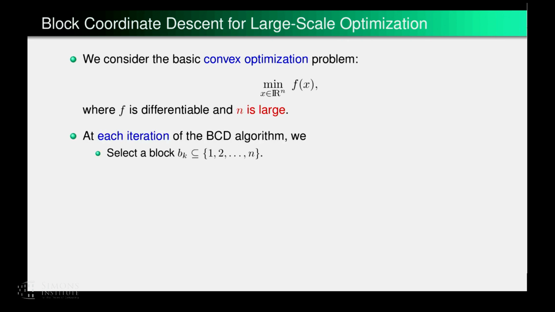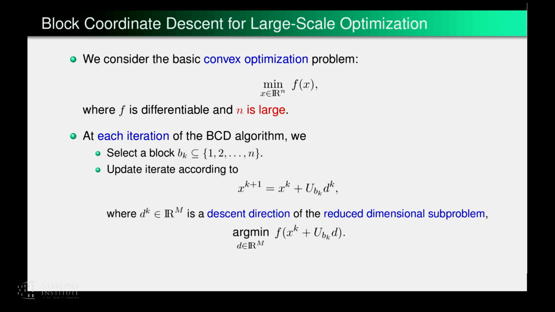Each iteration of BCD, you select a block b_k, and it's going to be a subset of 1 to n. And then you take an update. And we use this notation U_{b_k} to basically grab columns of the identity matrix. That means this d_k is going to be the size of b_k, and we just update the coordinates associated with b_k. And we choose this d_k usually so that it improves on the subproblem if I just focus on the subspace associated with the blocks I chose. So for example, I might just take the gradient of the blocks that I chose and take a negative times a step size, so I do like a gradient descent step on that block.